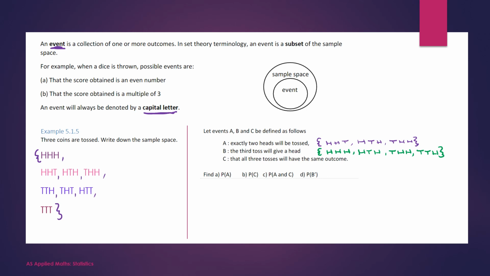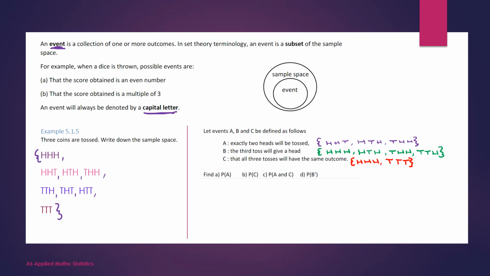Then looking at event C, that all 3 tosses will have the same outcome. So that's the first one and the last one. So they are the subsets. That's what I mean by a subset of the total sample space.